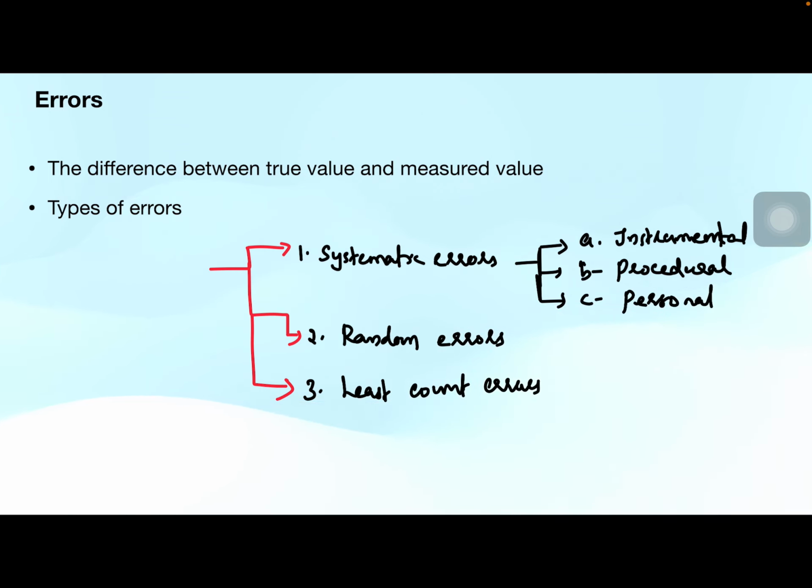The second category is procedural errors. Procedural errors are errors in the procedure itself. Such errors are referred to as procedural errors. Third, personal errors. Personal errors arise because of the carelessness of the person who is taking the readings or measurements. Such errors are referred to as personal errors. These 3, instrumental errors, procedural errors, and personal errors, belong to the category of systematic errors.